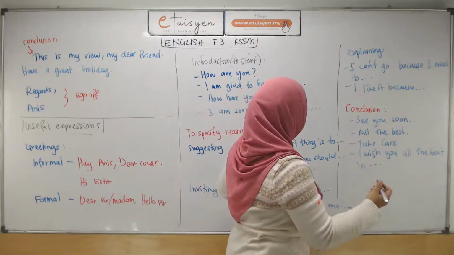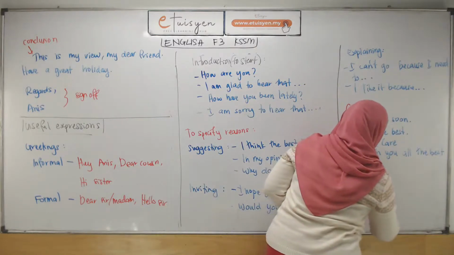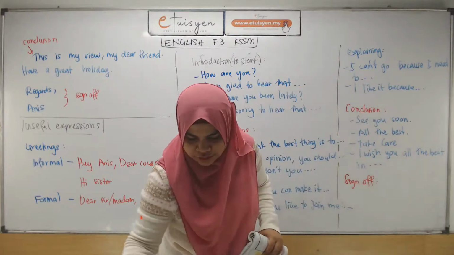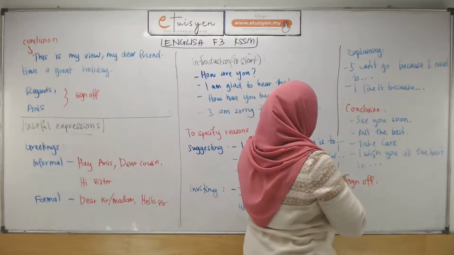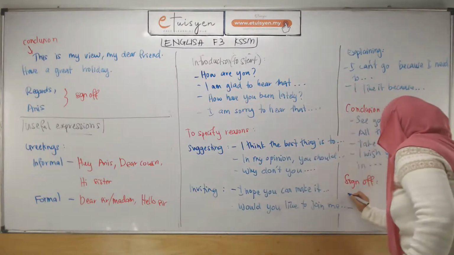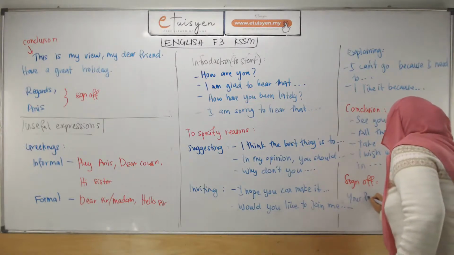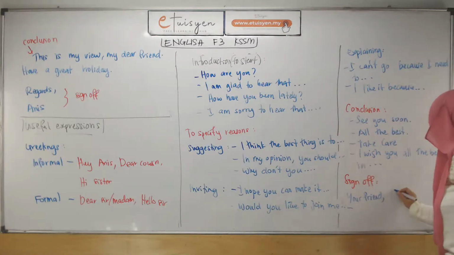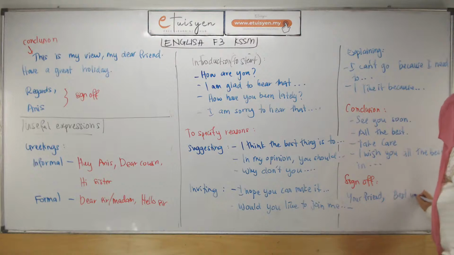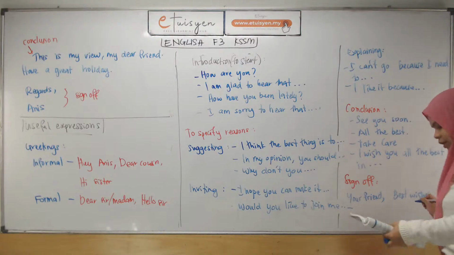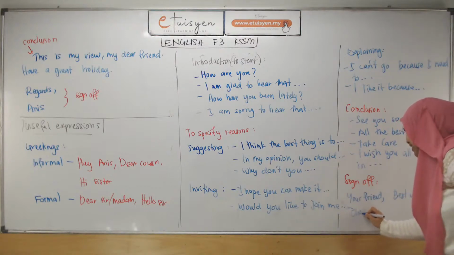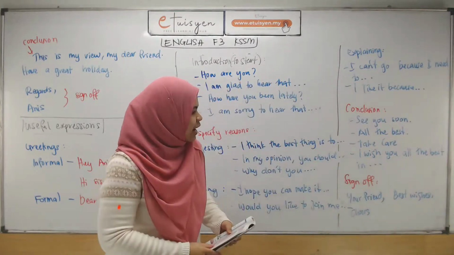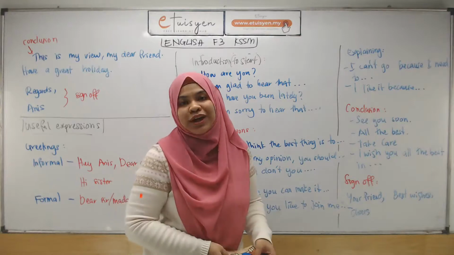For the sign off, what you can write, like Miss Lisa earlier, is "Regards," or you can write "Your friend," followed by a comma and your name, or you can write "Best wishes." You can also write "Cheers." Usually "Cheers" is written by Australians. Alright, so that's about it on how to write an email.